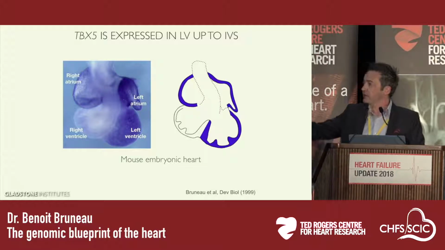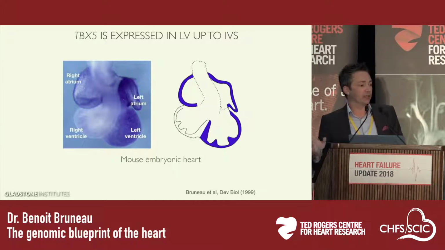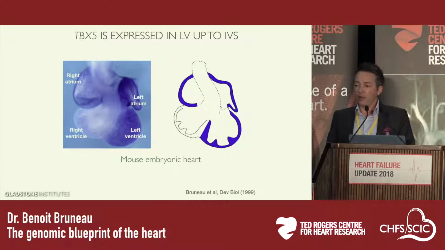And if we were to section this heart, what's shown in cartoon form on the right is that there's a boundary of expression of TBX5 that bisects the interventricular septum. And this, we think, can explain how reduced dosage of TBX5 can cause ventricular septation defects by disrupting this boundary.